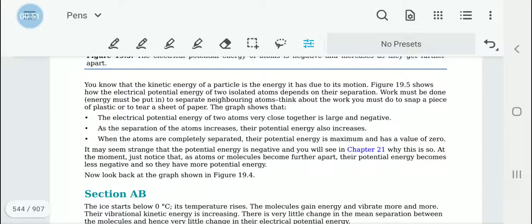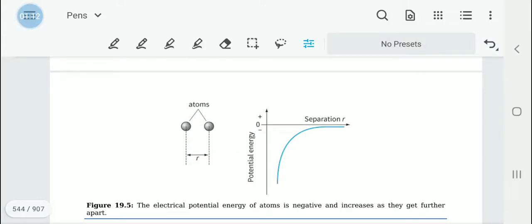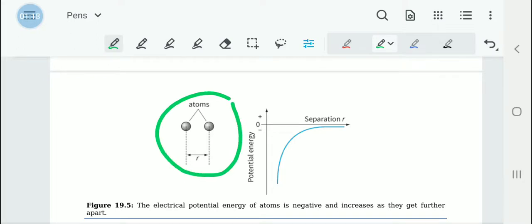The kinetic energy is obviously due to the motion of something, you know that, and the equation is half mv squared. Then the diagram in 19.5 describes the electrical potential energy of these two atoms. R is the separation, the gap between these two. When the separation is at infinity, you have the highest potential.